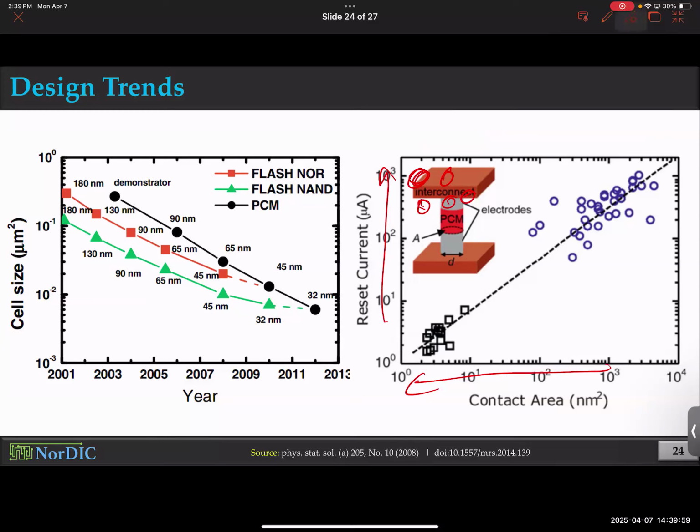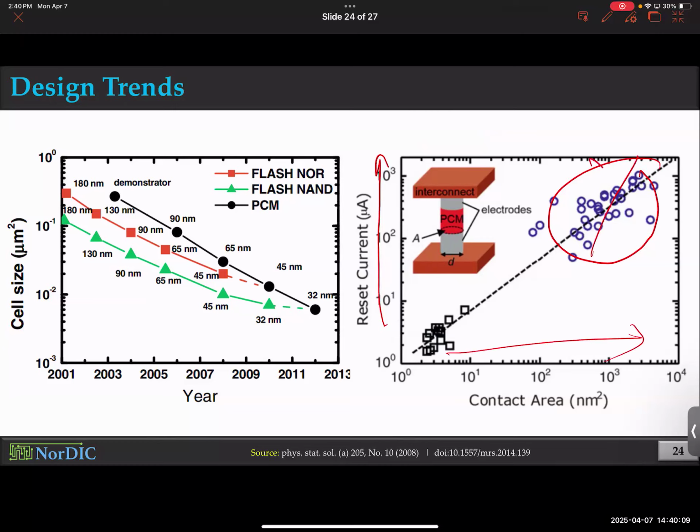Or in this corner, this is bad in two ways. Number one, reset current is high, contact area is high. So you don't like this area. These are all experimental data and people showed that this is possible. So this is good news.